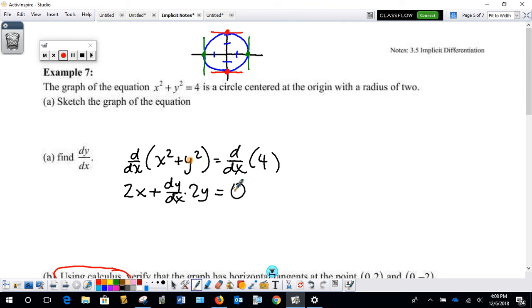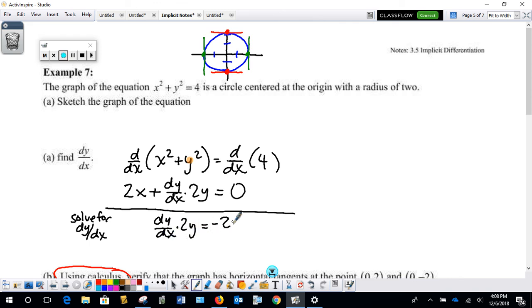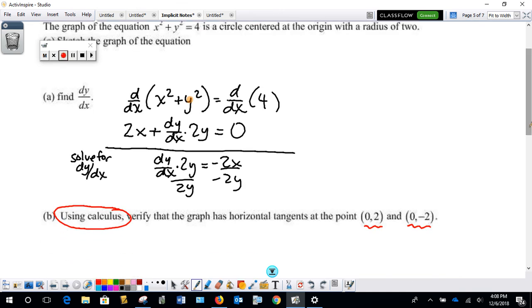Now it said find dy/dx. So that means I have to follow this up with step 2, which is I need to solve for dy/dx. And again, it's pretty straightforward. dy/dx times 2y equals negative 2x. Divide both sides by negative 2y. So we end up with our derivative dy/dx is going to equal x over y. All right, I'm going to stop there because they didn't tell me to get it as a function of x only. They just said find dy/dx. I found it.